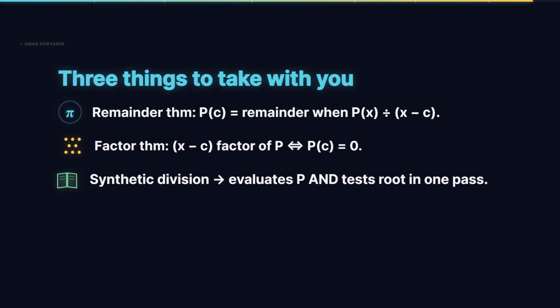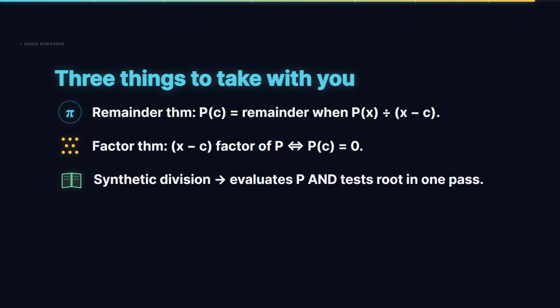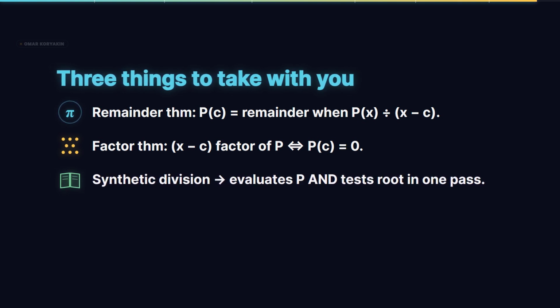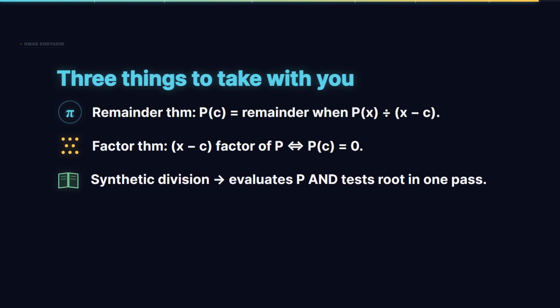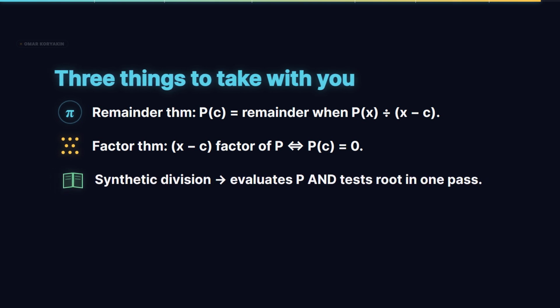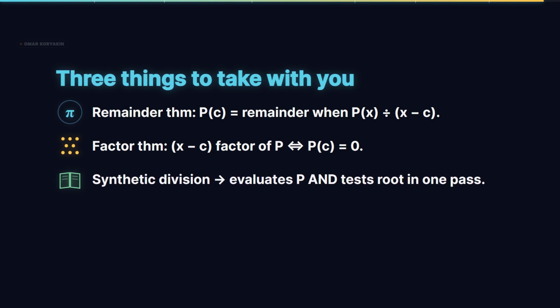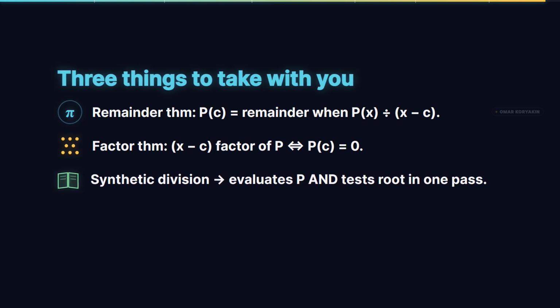Third, practical use. Synthetic division by x minus c does double duty. It evaluates p of c via the remainder theorem, and it tests whether c is a root via the factor theorem, both in a single pass through the tableau. If the remainder is 0, c is a root, x minus c is a factor, and the quotient polynomial in the tableau gives p divided by x minus c with degree 1 less. This combined capability is the foundation of the rational root finding algorithm coming up in Lesson 9.